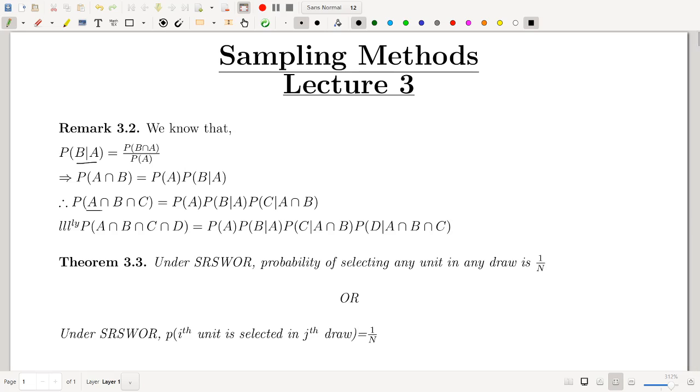If there are three events A, B and C, and we want to find probability of A intersection B intersection C, we can write this as probability of A into probability of B given A into probability of C given A intersection B. And if there are four events, using the same logic, it will be probability of A into probability of B given A into probability of C given A intersection B into probability of D given A intersection B intersection C. So we require this remark for the next theorem.